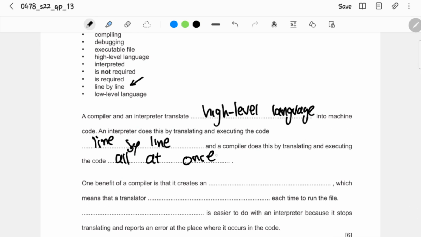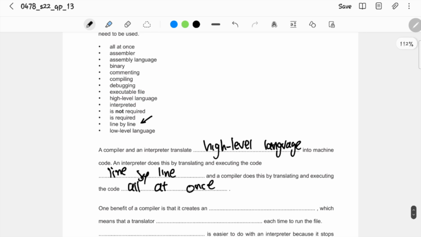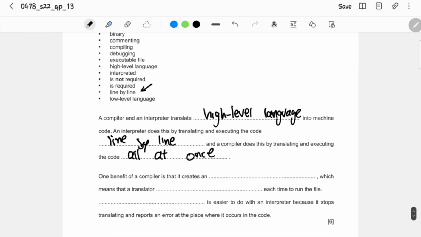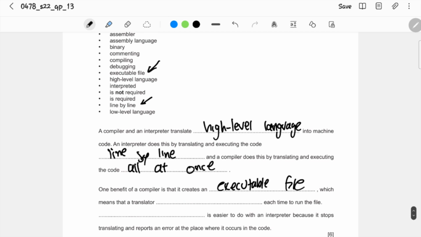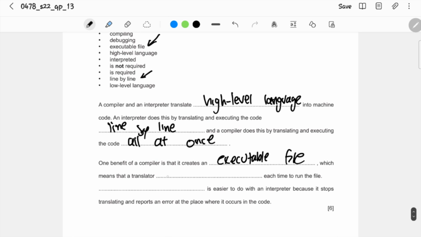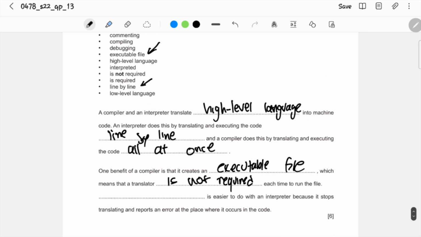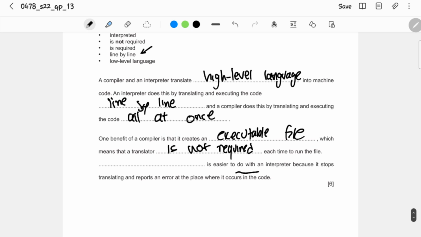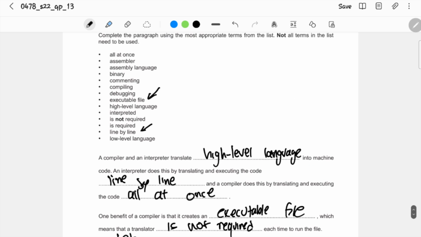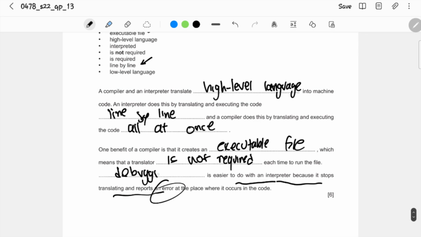All at once. One benefit of a compiler is that it creates an exe file, which I see right here, executable file, but an interpreter doesn't, which means that the translator is not required each time to run the file. Fixing errors is easier to do with an interpreter because it stops translating at the error, so it does debugging. Is it here? Yeah, debugging. I saw it, that's why debugging.